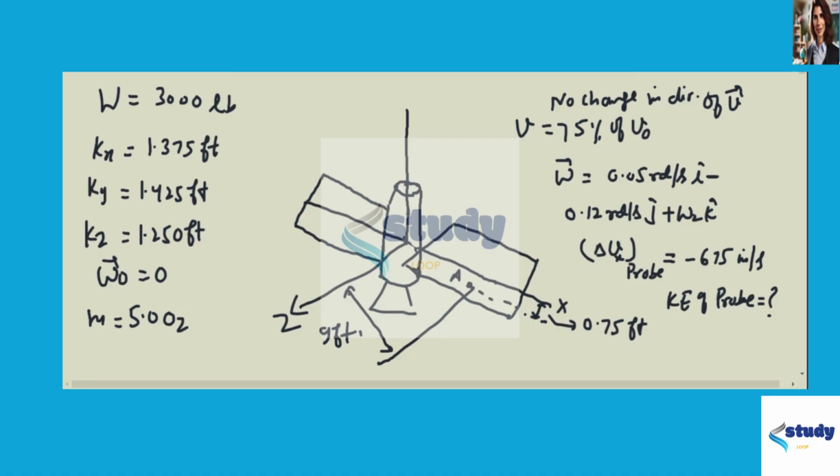the kinetic energy of the probe after impact. It is also given that the change in velocity of the mass center of the probe along the x direction is minus 6.75 inch per second. Let us start doing it.